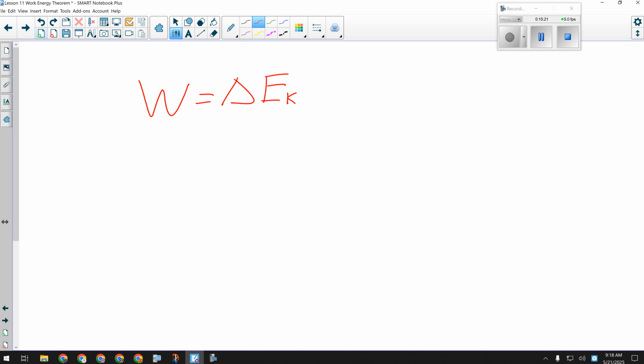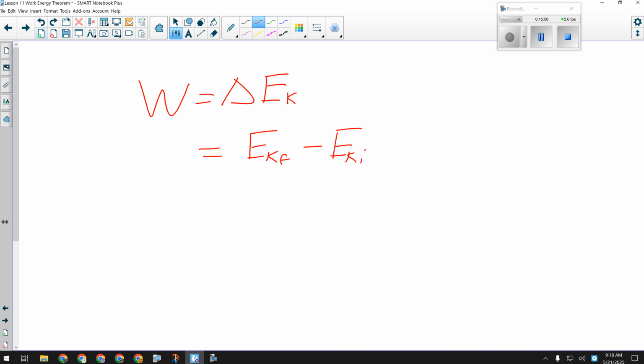So, delta always means change, which means final minus initial. So what we're looking at on this side of the equation is our final kinetic energy minus our initial kinetic energy.